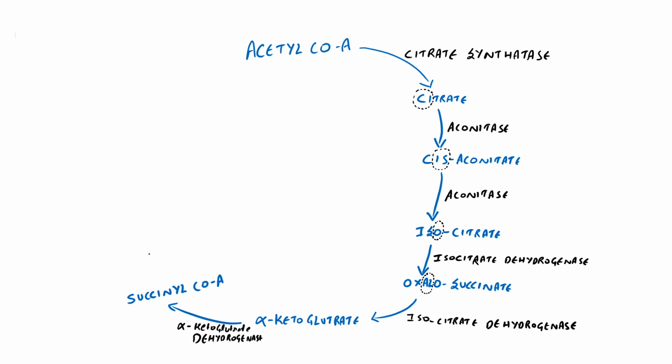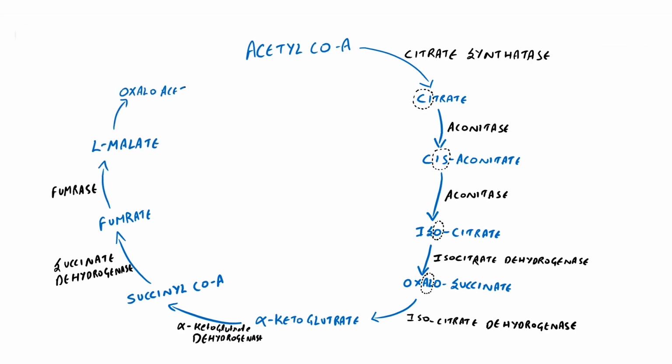And the succinate is converted into fumarate. The enzyme is succinate dehydrogenase. Fumarate to L-malate, the enzyme is fumarase. L-malate to oxaloacetate, the enzyme is malate dehydrogenase. And now we'll see the steps that are involved in energy production.